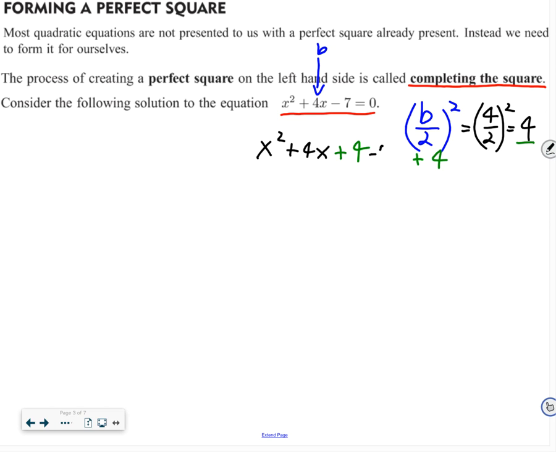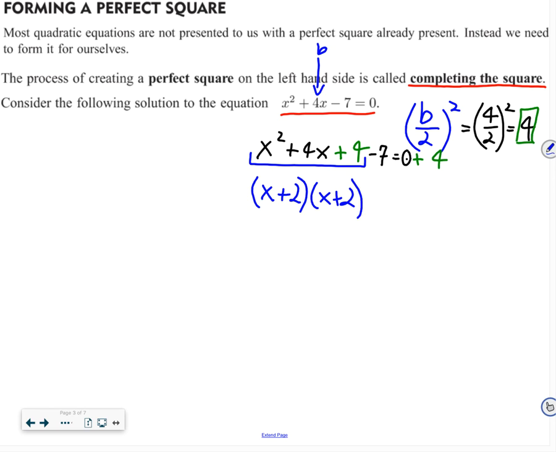Okay, and then I had my minus 7 equals 0 plus 4. Notice I just added 4 to both sides. By adding 4, I have something that's going to factor into a perfect square. If I look at this piece here, I have x squared plus 4x plus 4. That quadratic can factor into x plus 2 times x plus 2.